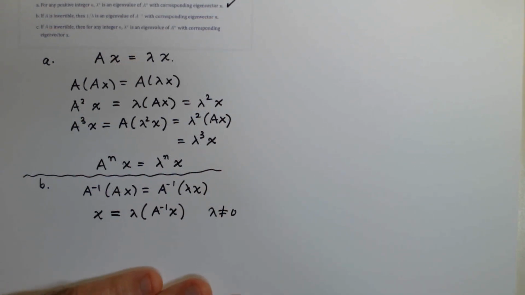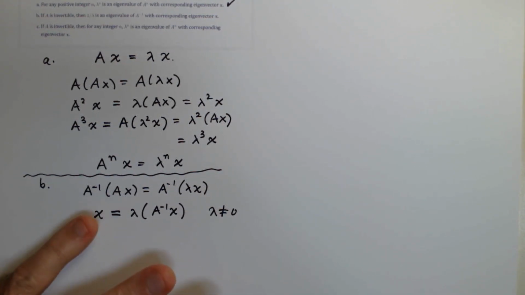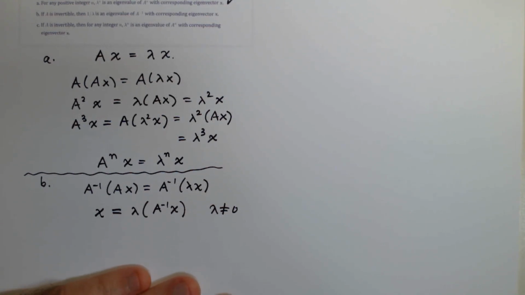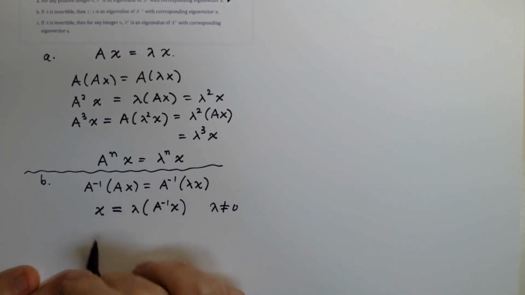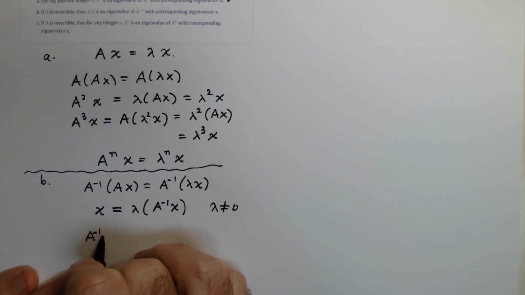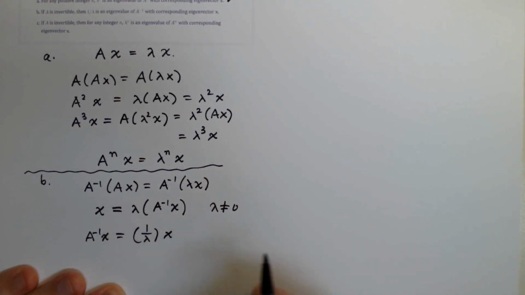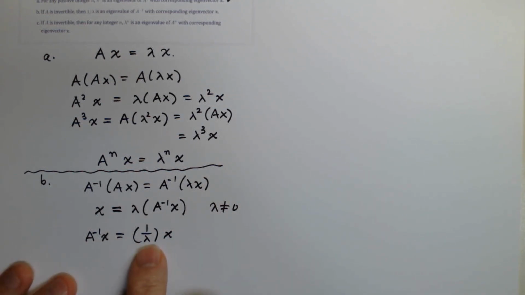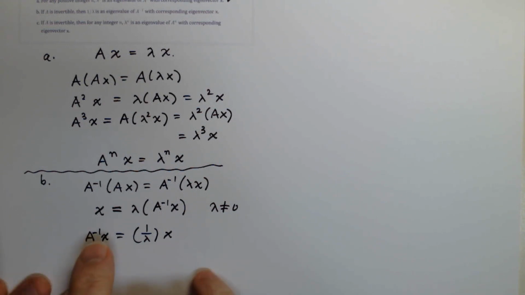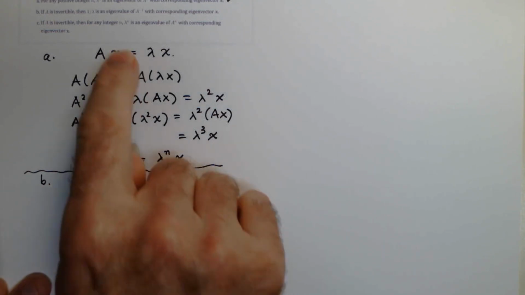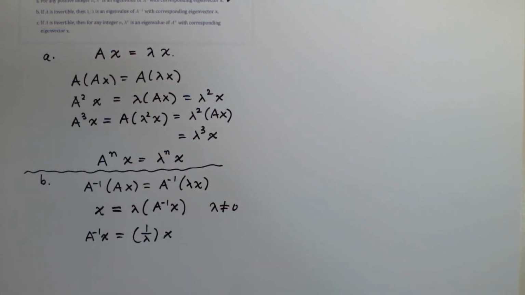Now that's an important step here because what I'm going to do is divide both sides by lambda, or equivalently multiply both sides by 1 over lambda. So we can write this relationship as A inverse applied to x is equal to 1 over lambda times x. And when we write it this way, we can see that 1 over lambda is clearly an eigenvalue for the matrix A inverse with corresponding eigenvector x, the same eigenvector that we've been working with from the beginning. So that same eigenvector is now an eigenvector for the matrix A inverse corresponding to eigenvalue 1 over lambda.